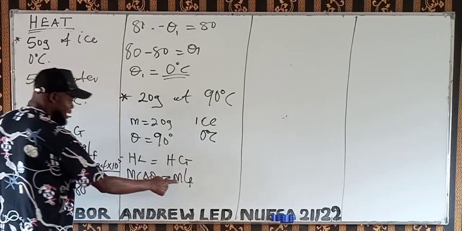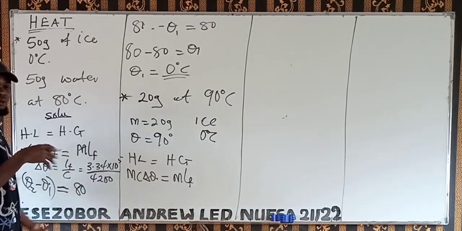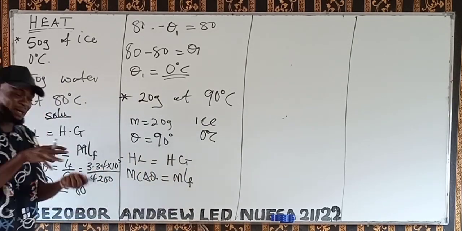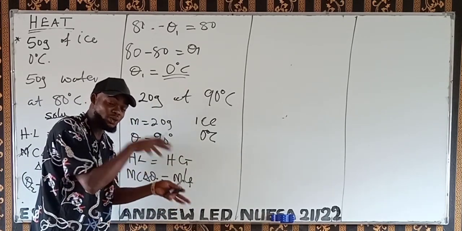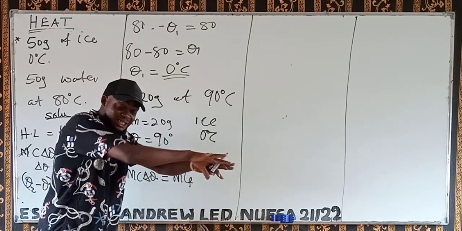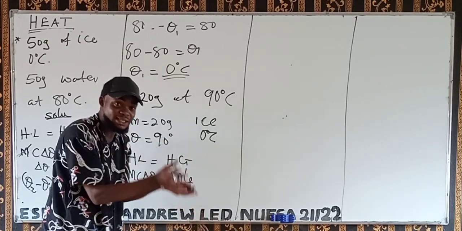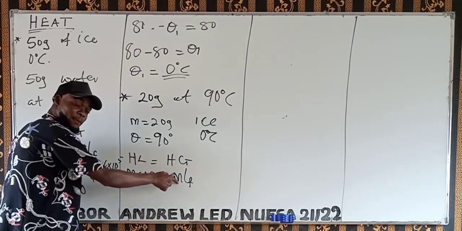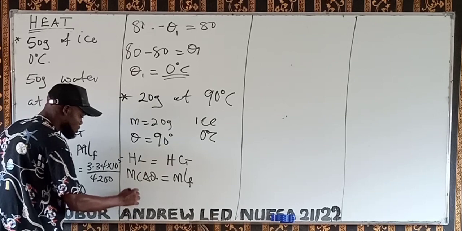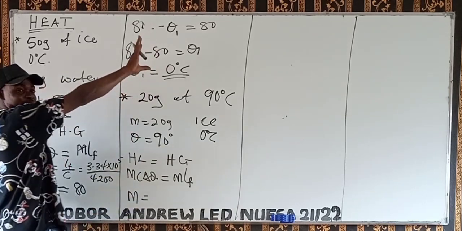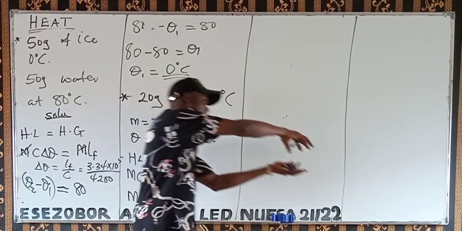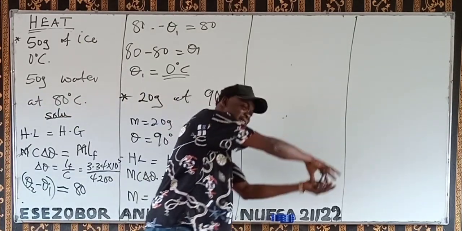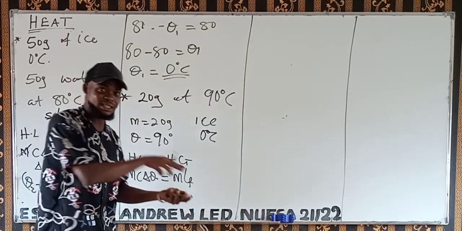So the mass of ice that will be melted is the one we are talking about. That portion of ice that will melt is the one that will experience latent heat of fusion. That's the portion of ice we are looking for. We don't know the temperature of the full ice, but we know that once part of it changes to water, that's what matters.